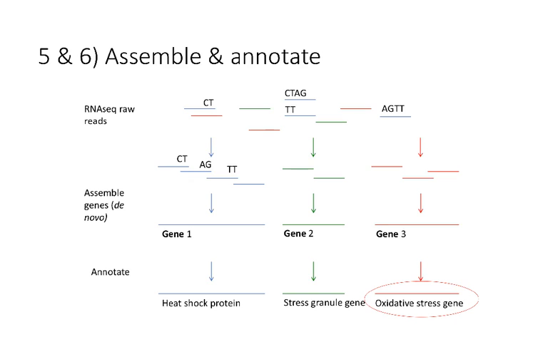So to summarize, steps 5 and 6, where you're assembling and annotating, you start with your raw RNA-seq reads, which are those short 50 to 250 base pairs. That depends on the particular type of sequencing you're doing. You're then reassembling those short reads, identifying the regions of overlap to reconstruct this full-length gene sequence.